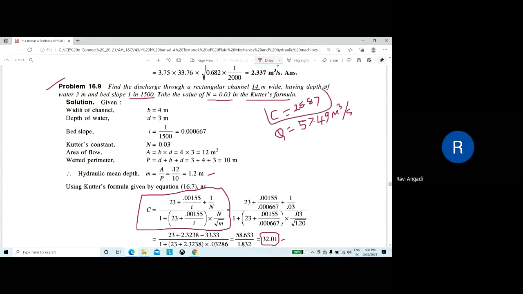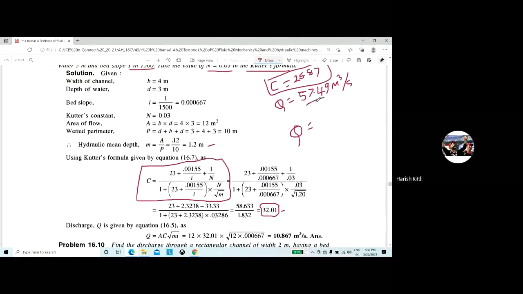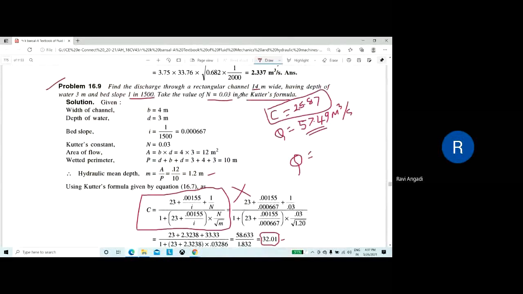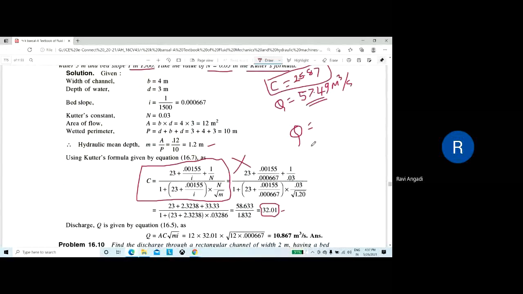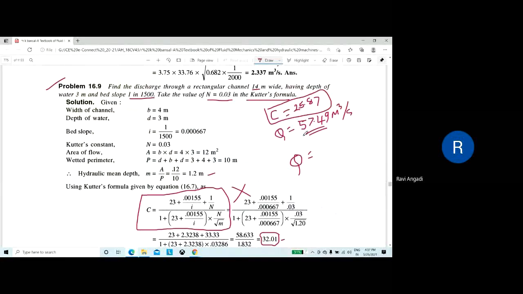Those who have all got the value of C, 25.87. What is the value of Q? 21. This answer is right, Q. You leave about this answer. Okay. So they have taken 4. So as per the problem, you take 14 meter wide, having a depth of 3 meter. So what is the answer? The value of C and Q. Is it correct or not?